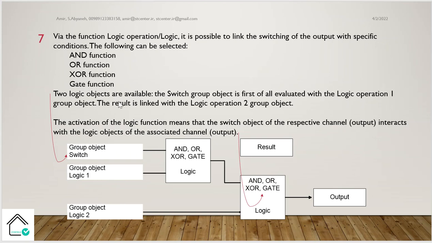But when we talk about the logic which is embedded, it means via the function logic operation, it is possible to link the switching of the output with the specific condition. The following can be selected. For example, most of the time we have the AND function, OR function, XOR function, or gate function. Two logic objects are available. The switch object is the first of all, evaluated with the logic operation one group object. Here, for example, we have the switch object, the output of the switch object, the digital output, as the input of the logic. The result is linked with the logic operation 2.